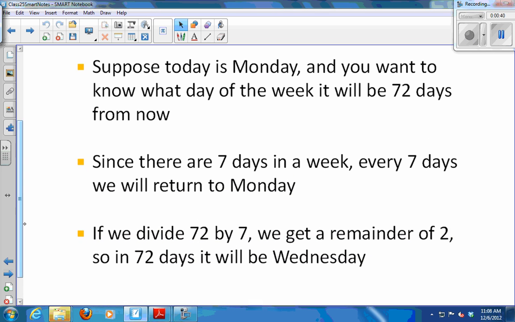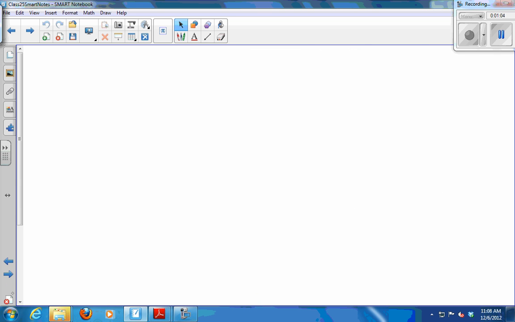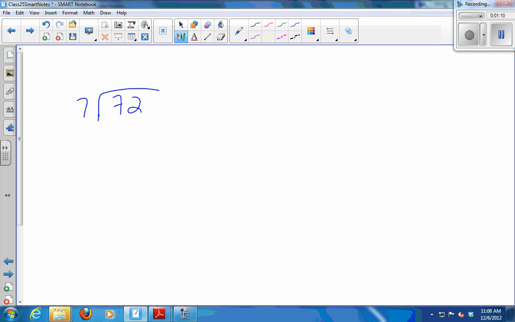So for example, suppose today is Monday, and you want to know what day of the week it will be 72 days from now. Well, you know that every 7 days you return to Monday. So we can divide 72 by 7, and that will tell you how many weeks have gone by, but the remainder tells you how many days after Monday it'll be.